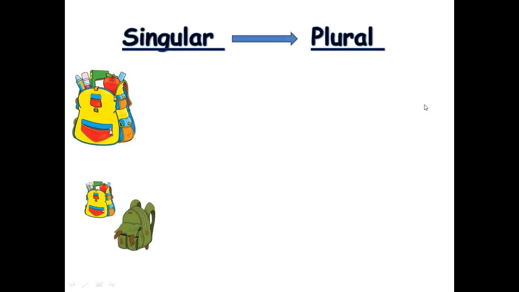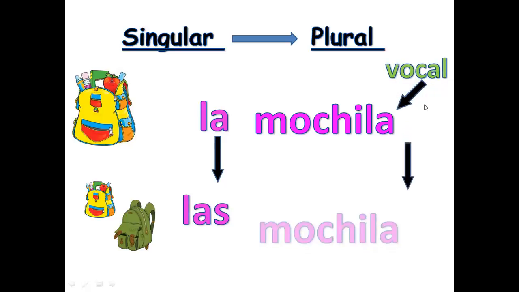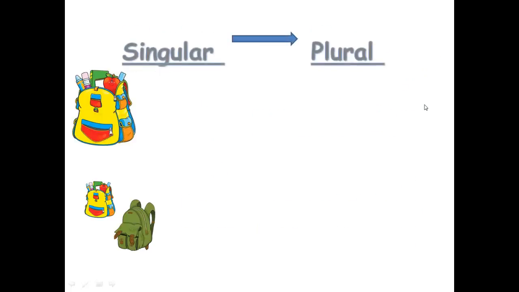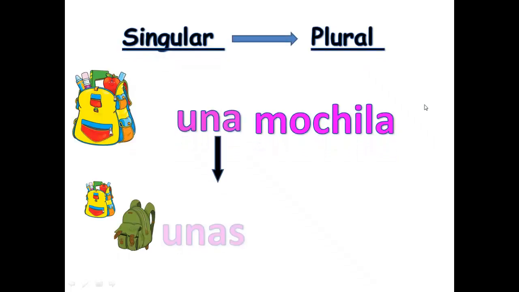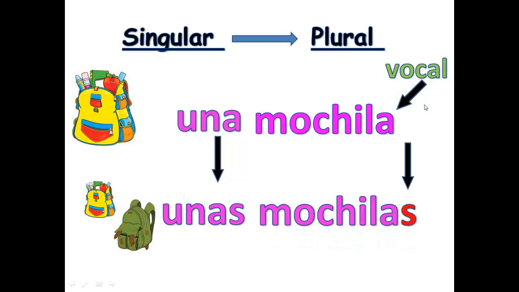And let's try another sustantivo, another noun. So, la mochila, the article becomes las, and mochila once again ends in vocal, so all you need to do is add an s, las mochilas. And with the indefinite, una mochila becomes unas mochilas. A backpack, some backpacks.